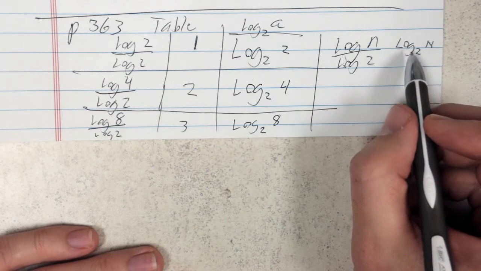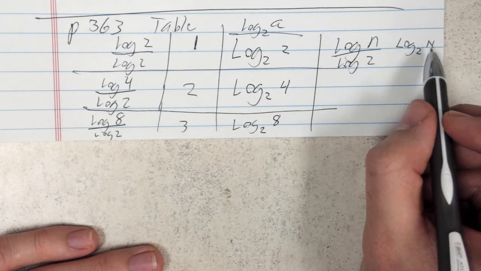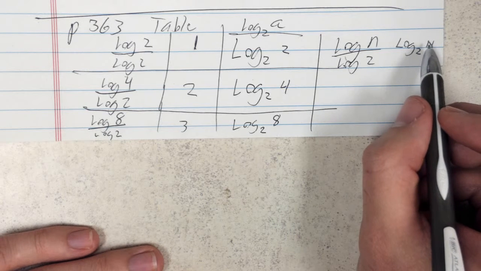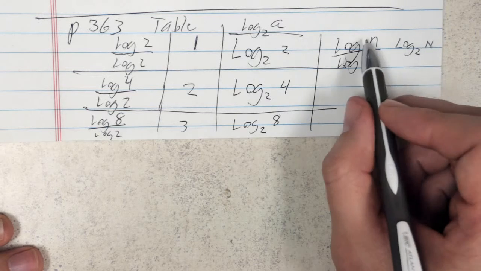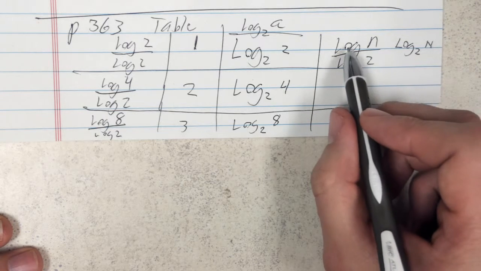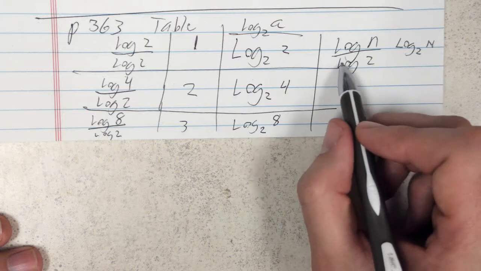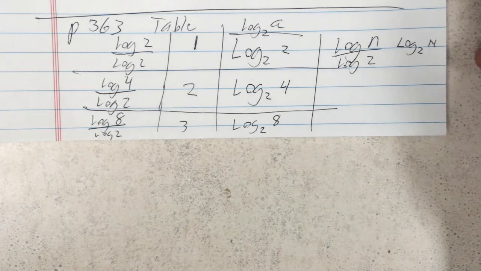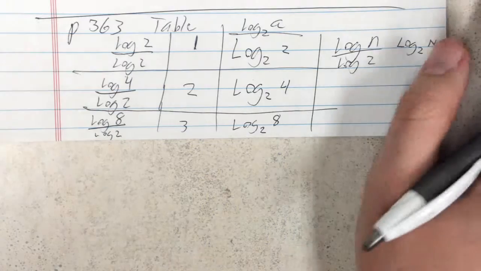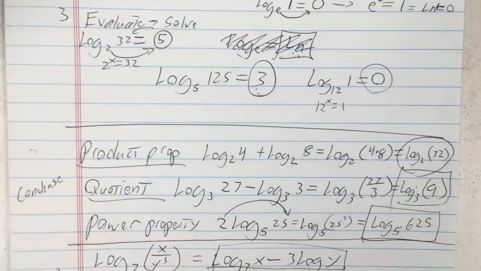So if we've got log base 2 of 90, we don't know how to do that, but we could rewrite it, the equivalent statement, as log of 90 divided by log of 2. So in base 10. More concisely written out, the change of base formula.